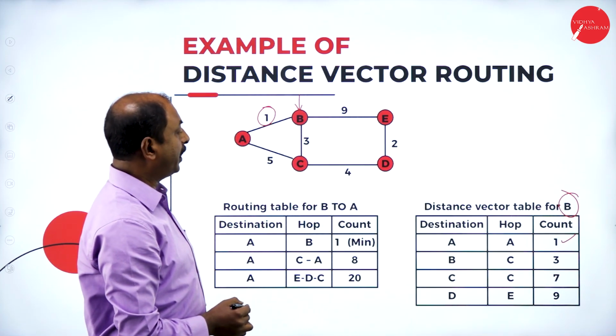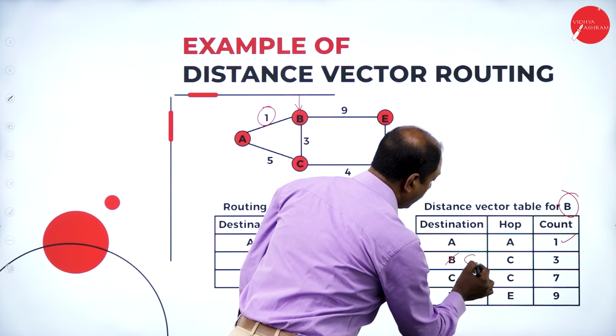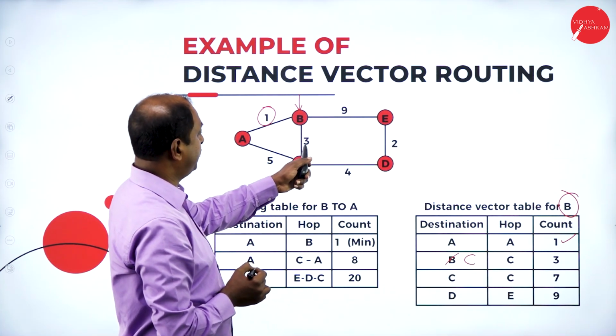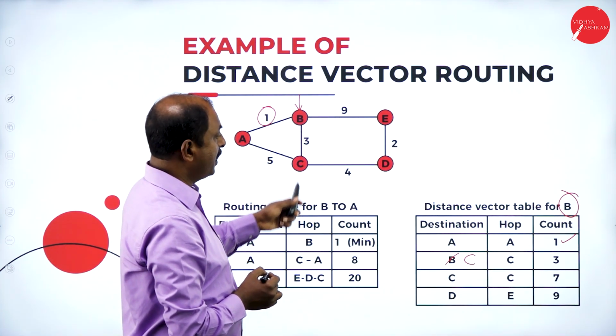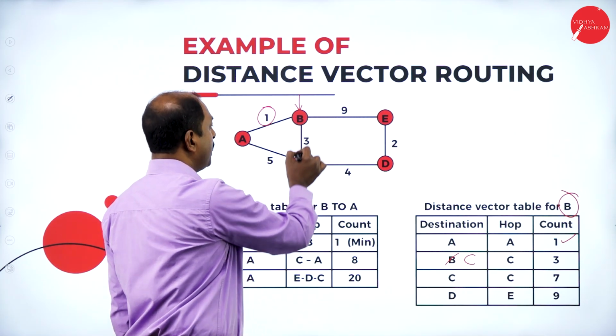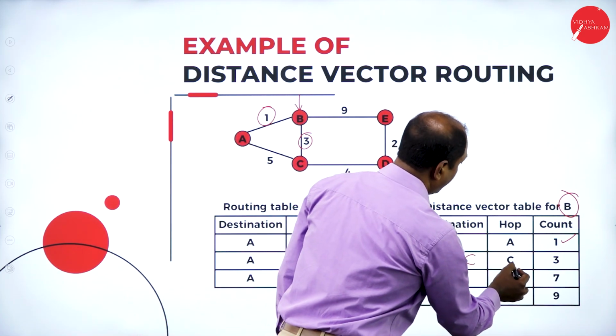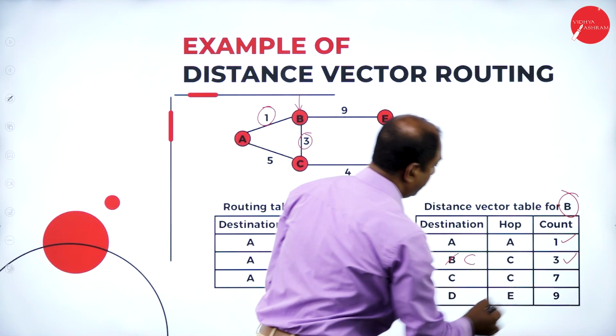Next one is we have to calculate for C. So destination is C. As C is directly connected from the node B to C, the hop count is 3. So next hop is C, hop count is 3.